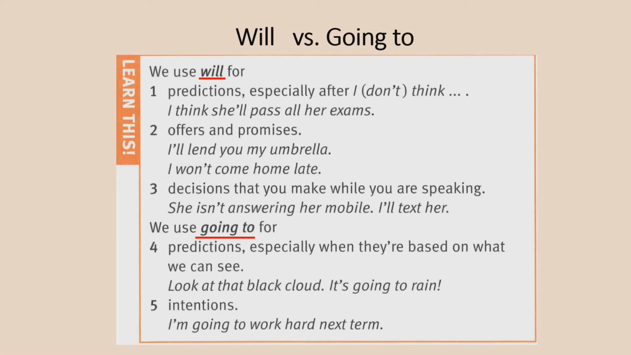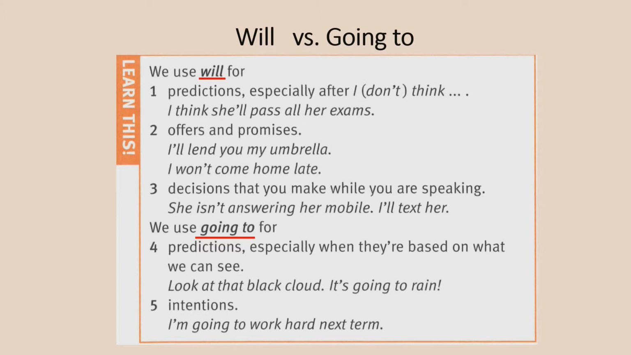In front of you have a table which explains when you should use will and when you should use going to. So we use will for predictions, especially after saying I think or I don't think. For example, I think she'll pass all her exams. We use will also for offers and promises. So if you want to make an offer or if you want to promise something to somebody.